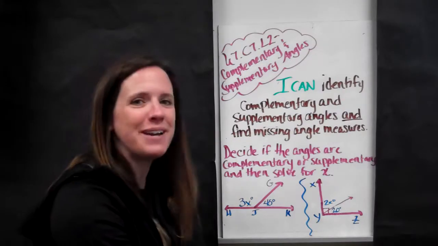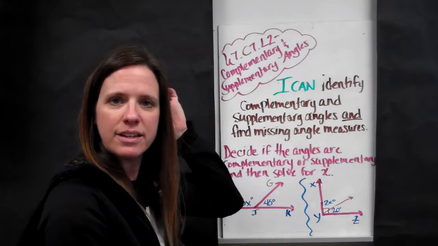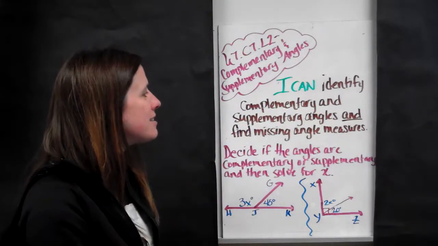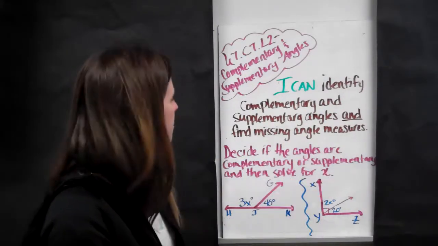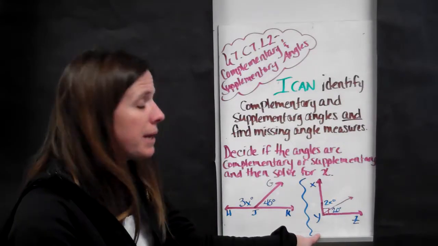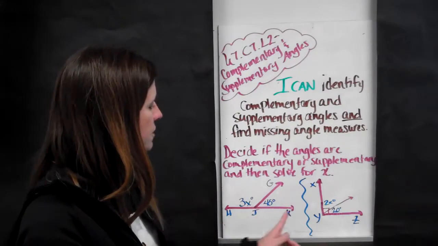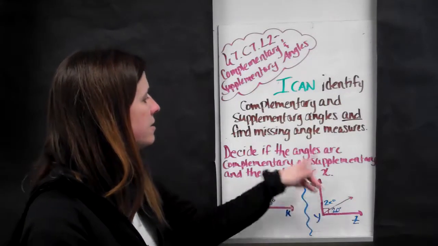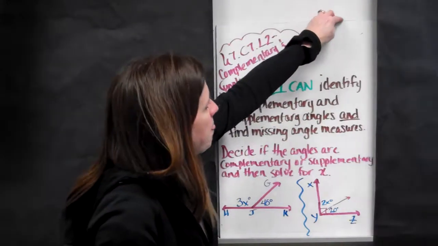Hi again. Okay, we've got two new angles that we're going to talk about today. And your learning target is, by the end of this, you will be able to say, I can identify complementary and supplementary angles, and again, find the missing angle measures. We will come back to these problems at the end, but by the end of this lesson, I'm hoping that you will be able to decide if these pictures of angles are showing complementary or supplementary, and then take it the step further and solve for x like we did in the previous video.